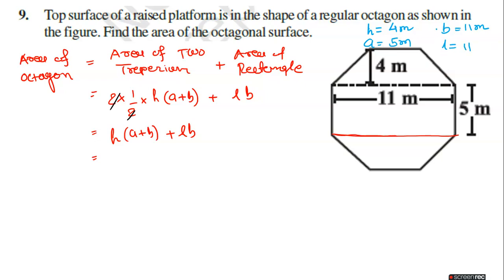Breadth means B, and the base of the trapezium is actually the length of the rectangle. If not understood, then also it's okay. L is equal to 11 meter. Right now you can write how this comes: because you can see this is the rectangle, the bigger side is always the length. So length is equal to 11 meter I have written.